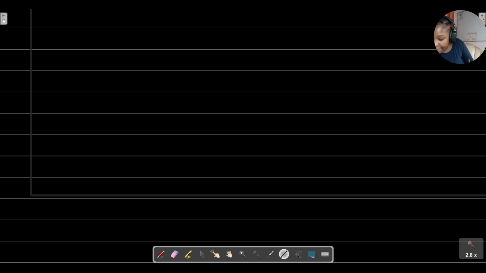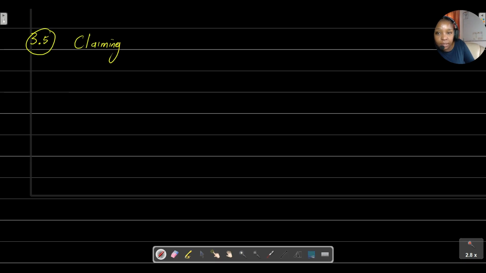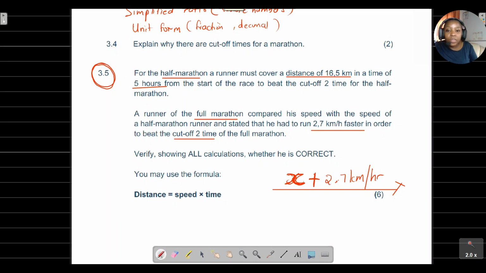Okay, so this is question 3.5. He's claiming he had to run 2.7 kilometers per hour faster than the speed of the half marathon runner. So we don't know what that speed is. That's why I'm putting an X there. That is what he's claiming. To start off this question, we need to determine the speed of the half marathon runner.